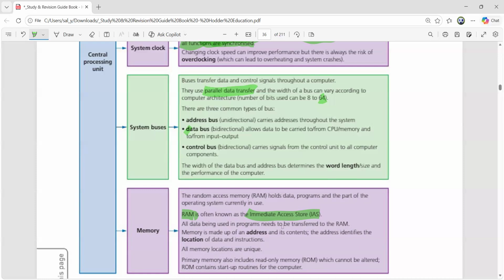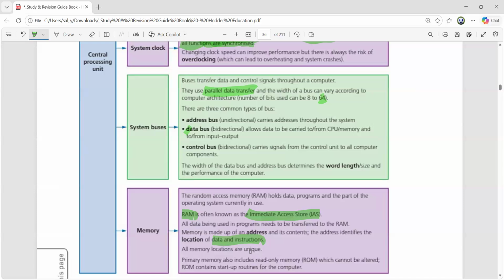All data being used in the programs needs to be transferred to RAM. This is very important. If you have certain things in your hard drive, or anything in the computer system, it needs to be transferred to the RAM. Memory is made up of an address and its contents. The address identifies the location of data and instructions. So your data and instructions are what you need to do. For example, am I supposed to store the data? Am I supposed to add some component to the ACC? Am I supposed to fetch some instruction from anywhere? These are all the instructions. And the data is, for example, maybe 5. 5 is the data.